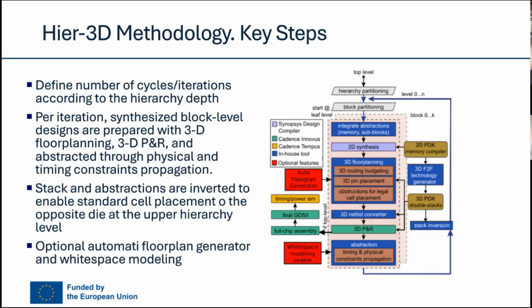Once we have seen one iteration, we can abstract this step, generating a detailed LEF and LIB file of our block. Then we feed back to the stacking version, we change the design, and we continue iterating. Once we have completed all the iterations, we can just proceed with the full chip assembly and the final GDS.